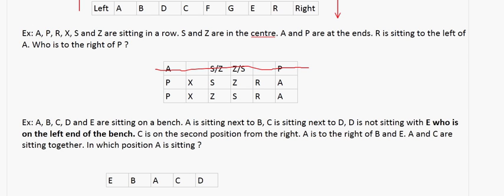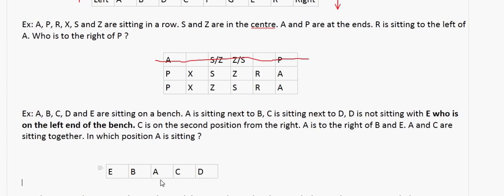A and C are sitting together. Even if this statement was not given, we would have deduced it, but he has given that A and C are together. In which position is A sitting? A is sitting third from the left, or A is sitting in the middle position. So this was an easy question.